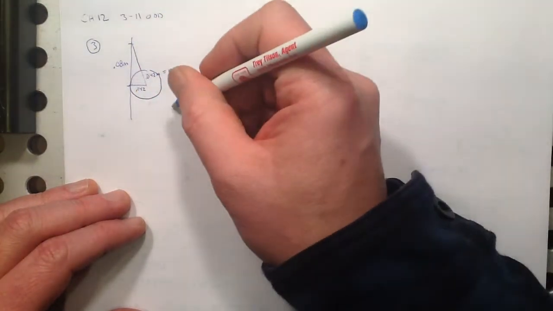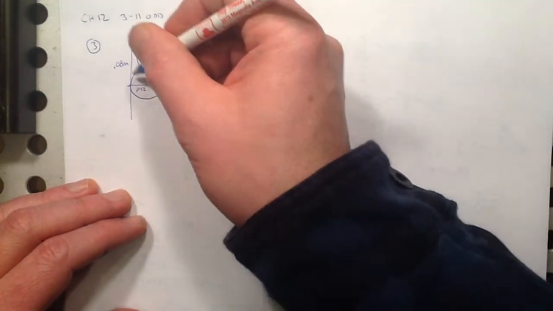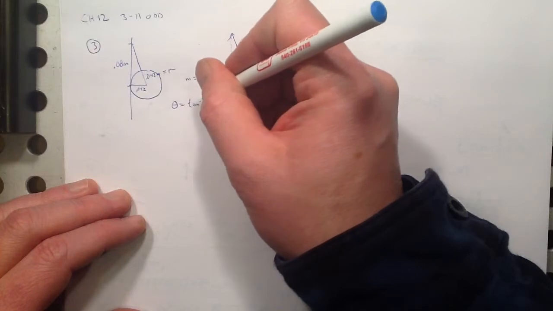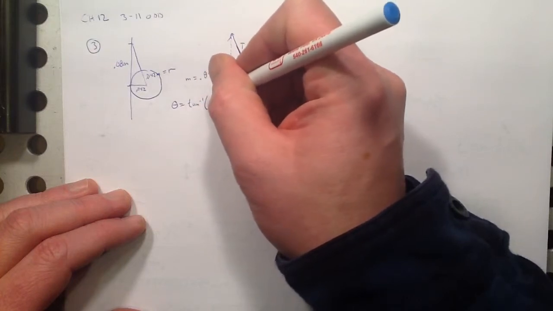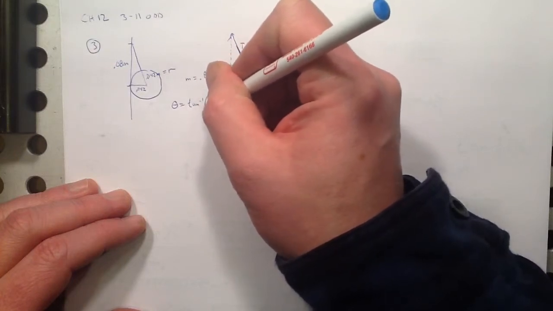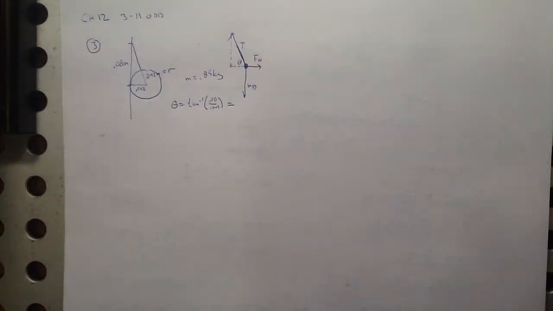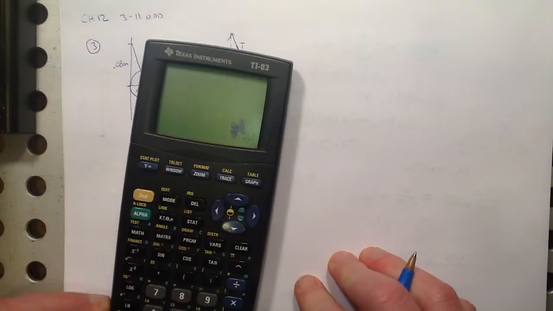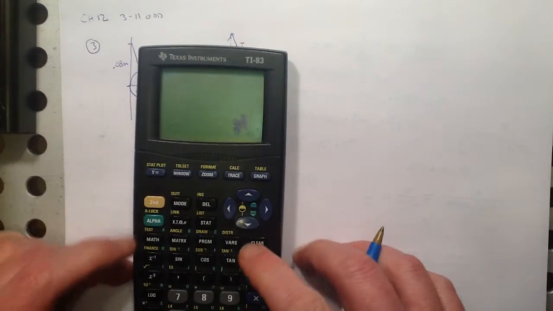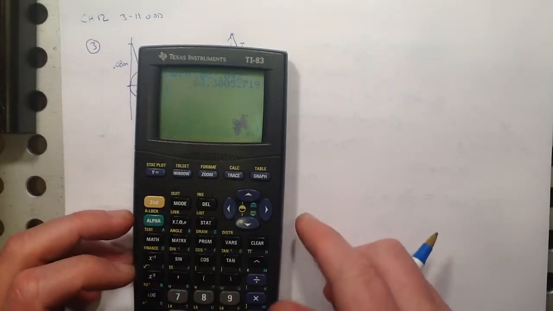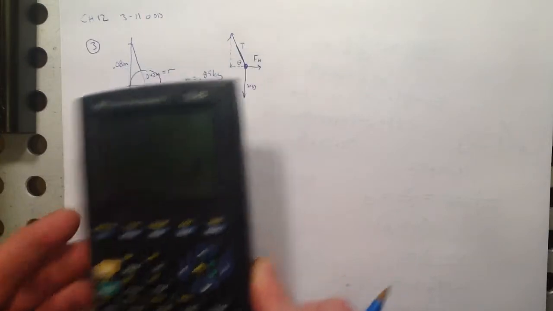So theta, we've got the opposite and adjacent sides. Theta would be equal to the tangent inverse of 0.08 over 0.042. And that, my friends, is about 62.3 degrees.